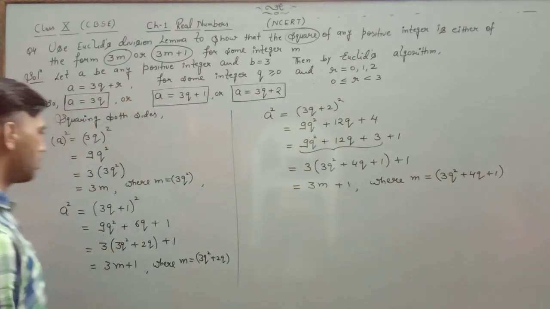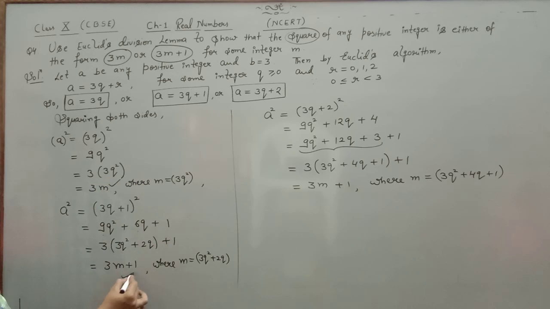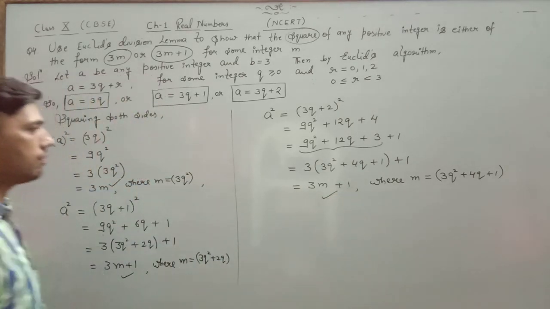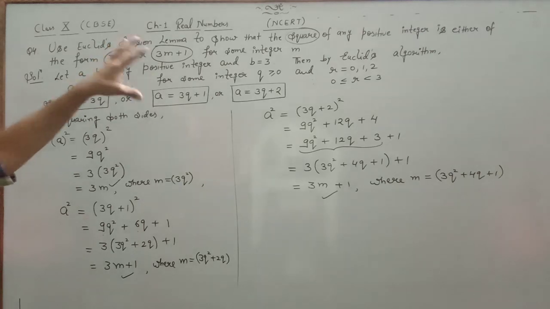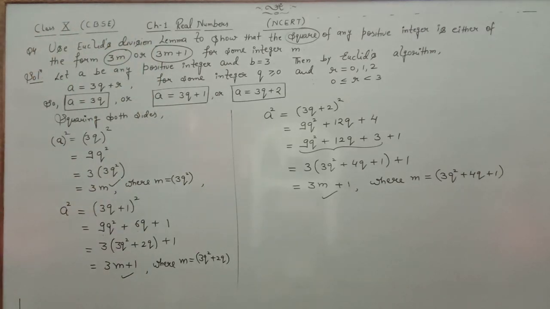Alright. See here, this is 3m, 3m plus 1, or 3m plus 1. So the square of any positive integer is either of the form 3m or 3m plus 1 for some integer m. Similarly, question number 5. Question number 5 is: use Euclid's division lemma to show that the cube of any positive integer is either of the form 9m, 9m plus 1 or 9m plus 8.